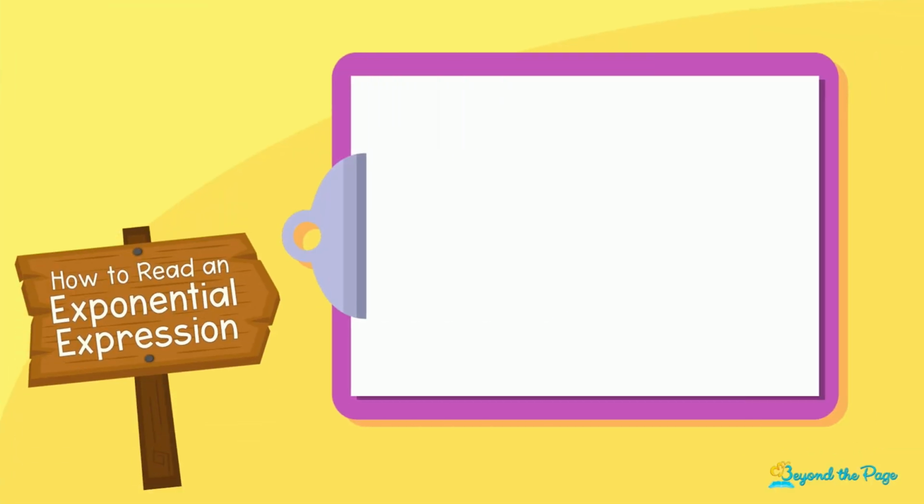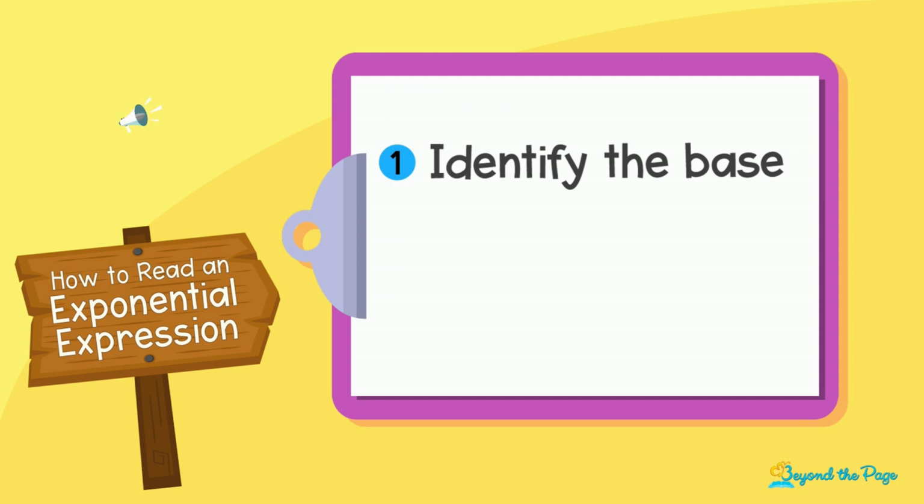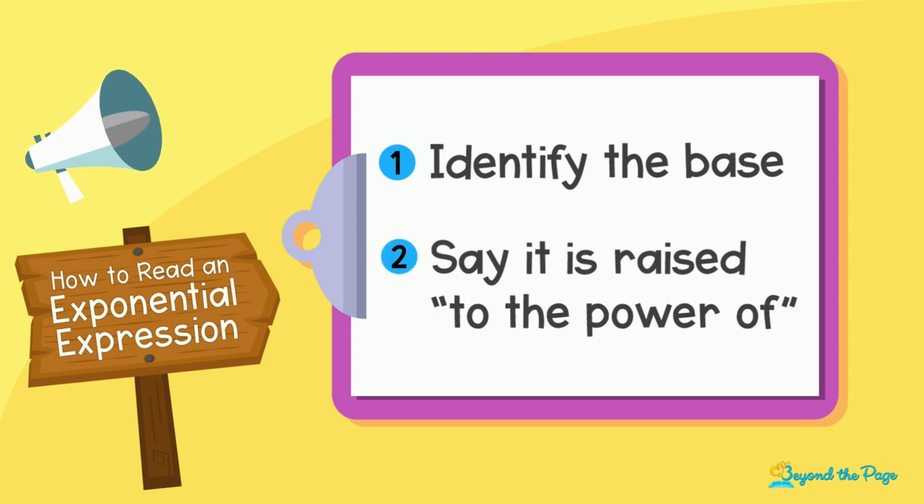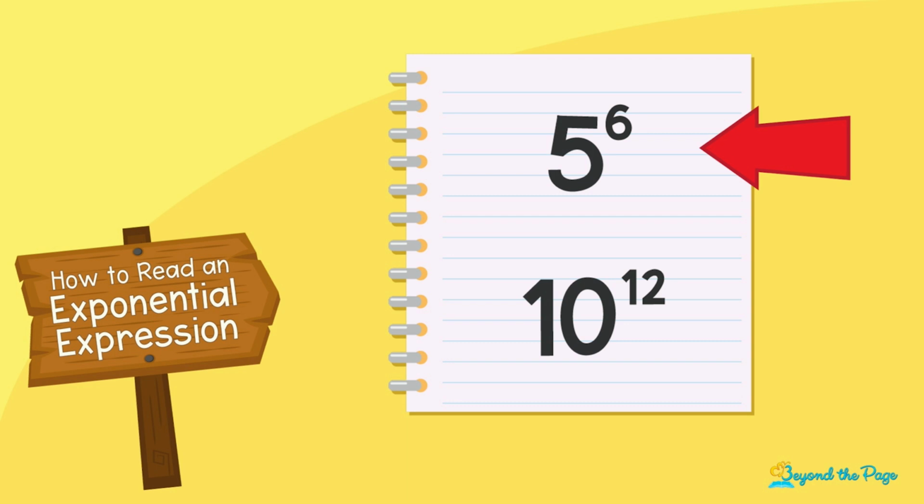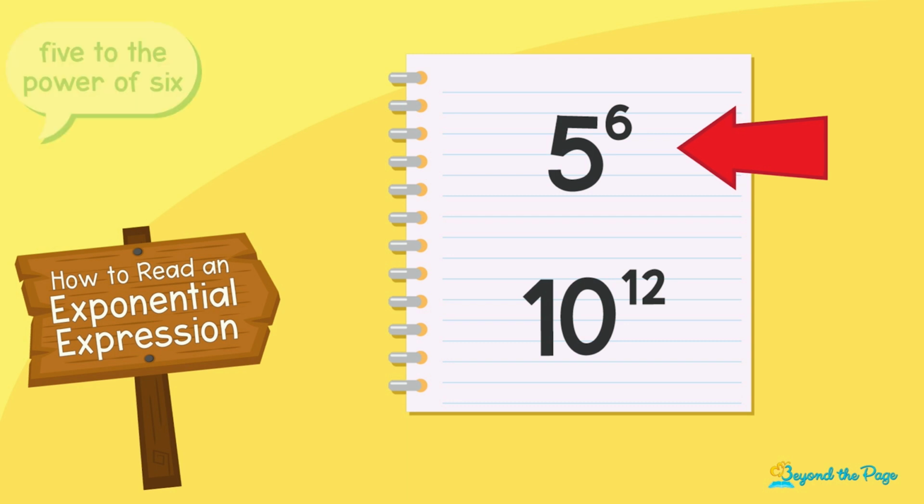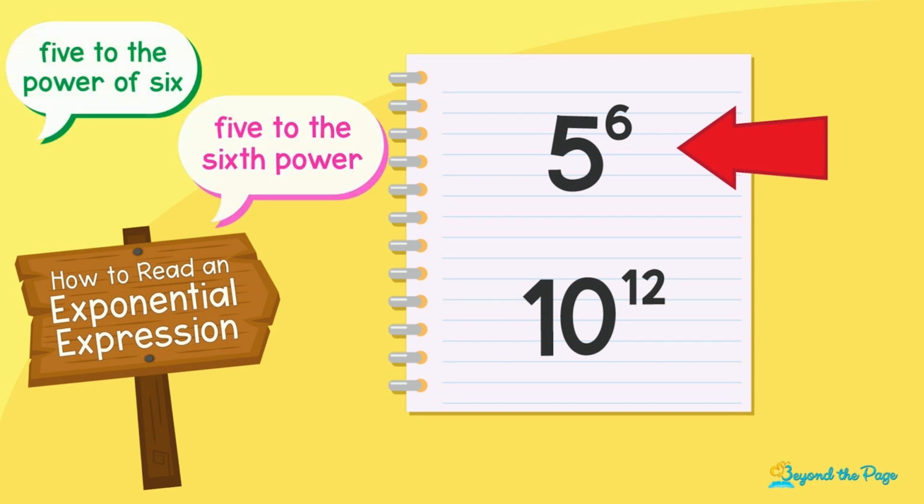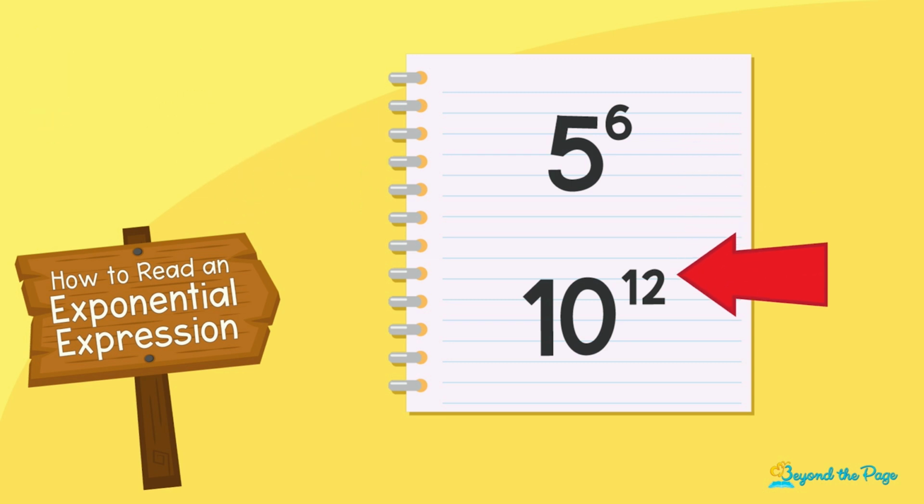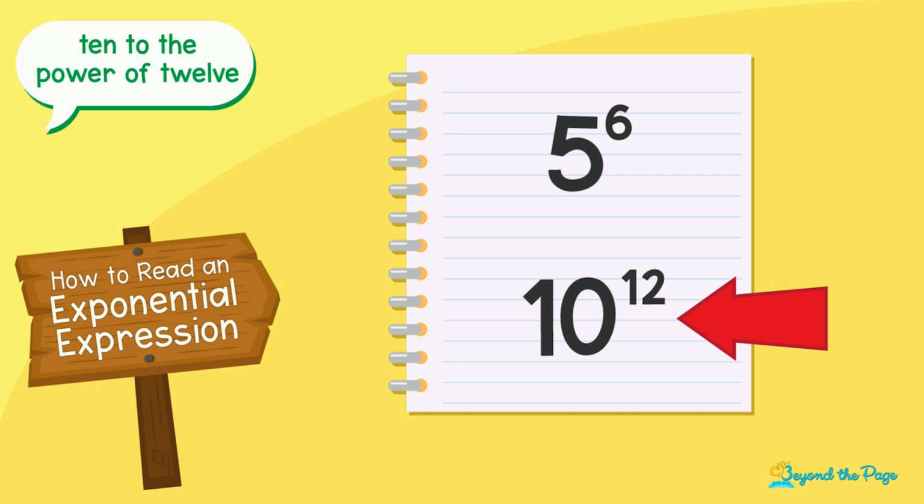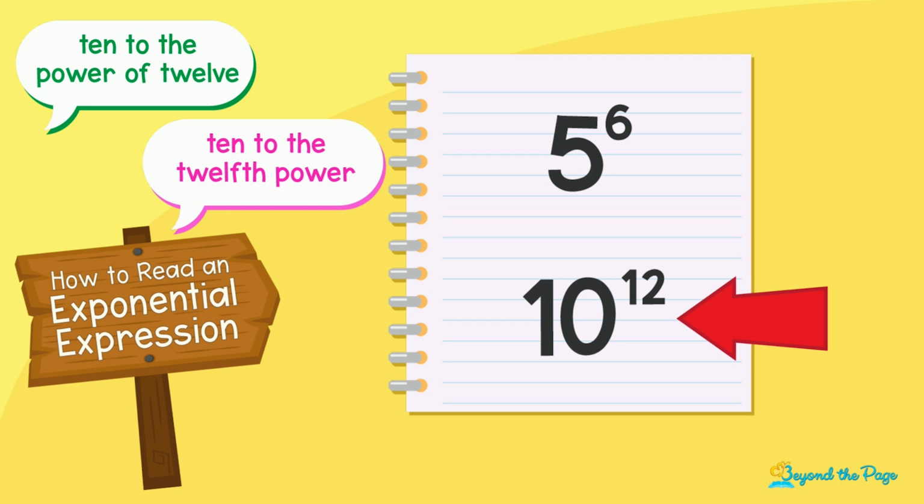Exponential expressions are read by identifying the base and saying it's raised to the power shown by the exponent. So this expression is read as 5 to the power of 6, or 5 to the 6th power. How do you think we would read this one? That's right, this is read as 10 to the power of 12, or 10 to the 12th power.